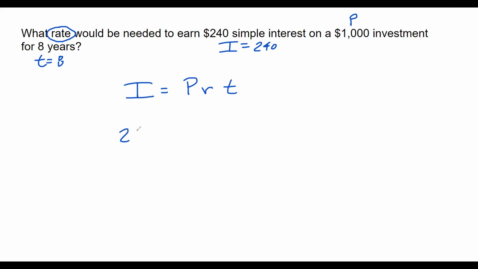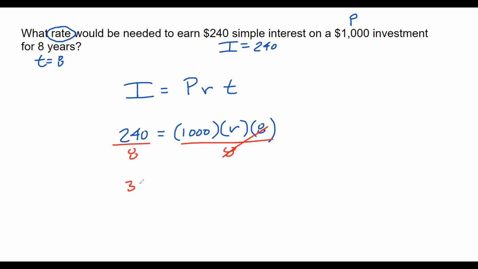So let's put together what we have here. Our interest is 240. Our investment is 1,000. The rate we don't know, and the time is 8 years. So this is a case where we have to use algebra in order to answer this question. So I'm going to do this by hand in 2 steps. I'm going to start out by dividing both sides by 8. That's going to cancel this out. And 240 divided by 8 with the calculator would be 30 is equal to 1,000 times R. I can just write that as 1,000 R.